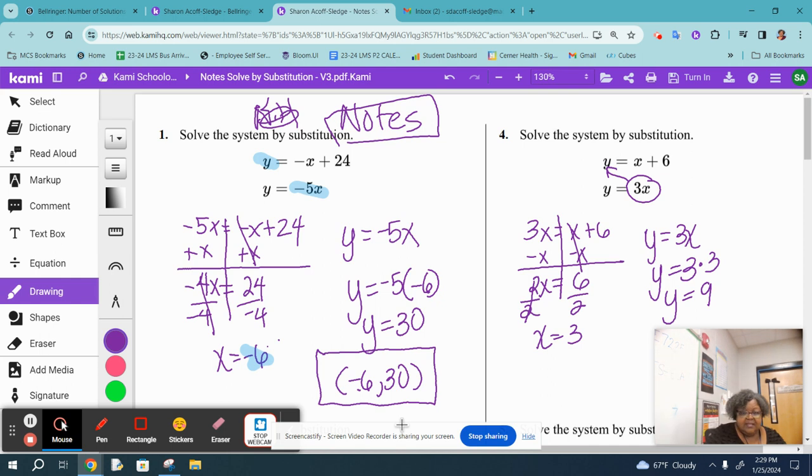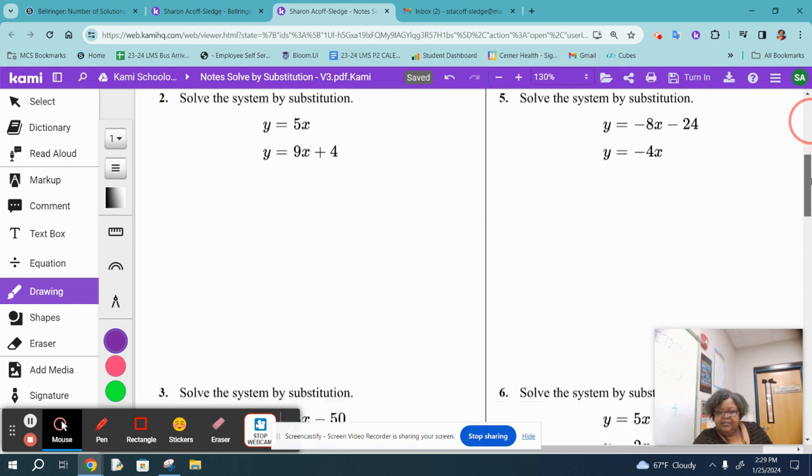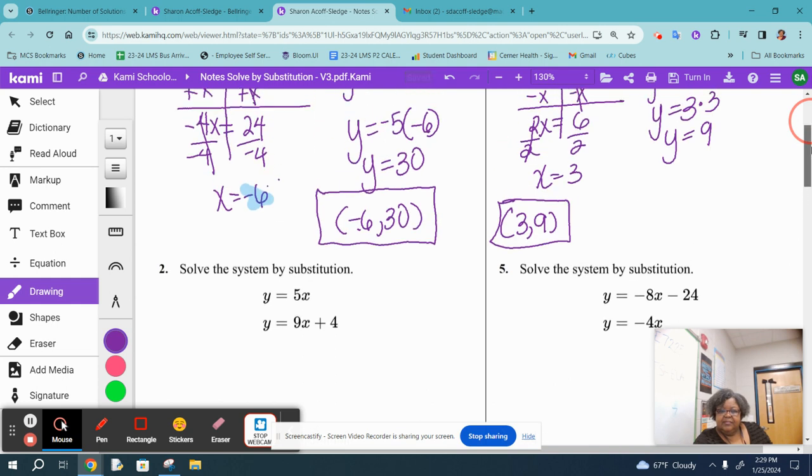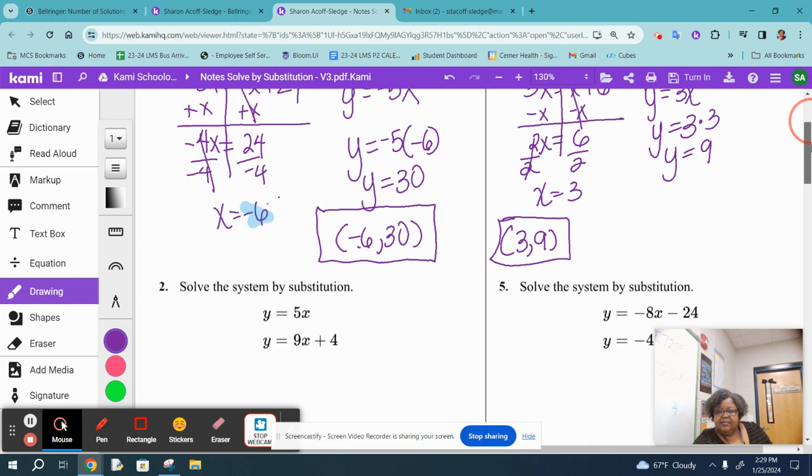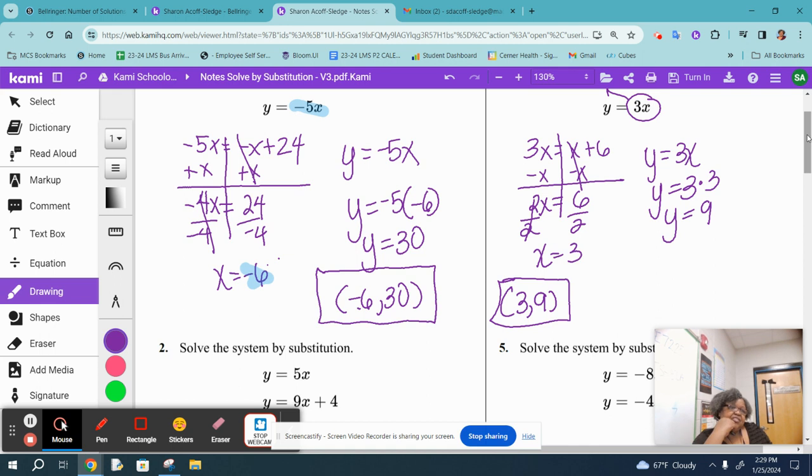All right. So my solution, there's nothing to do on the computer right now. So (3, 9) is my answer. Questions?